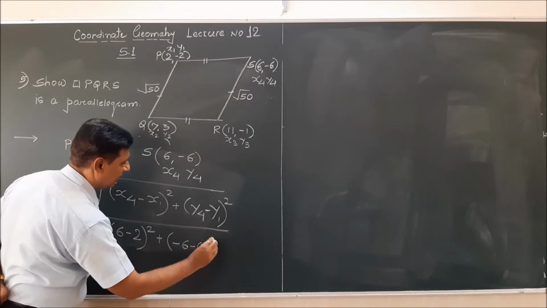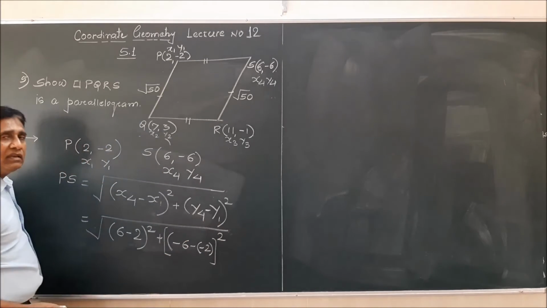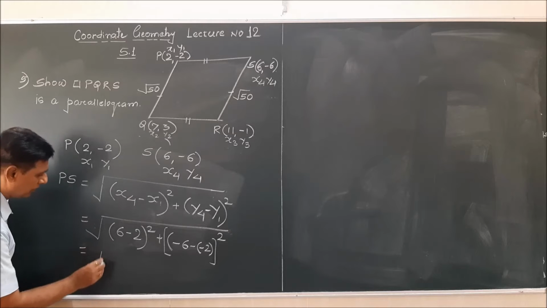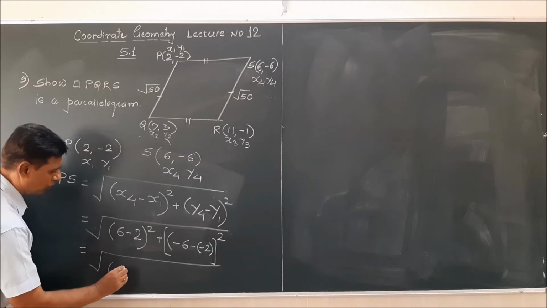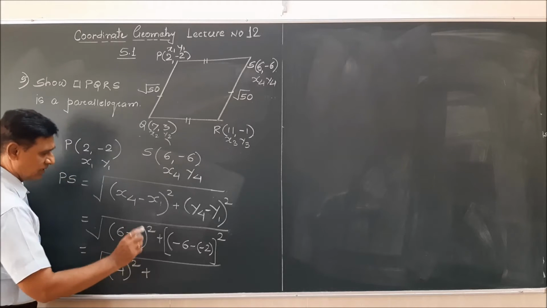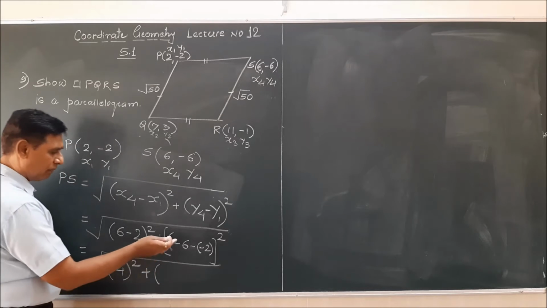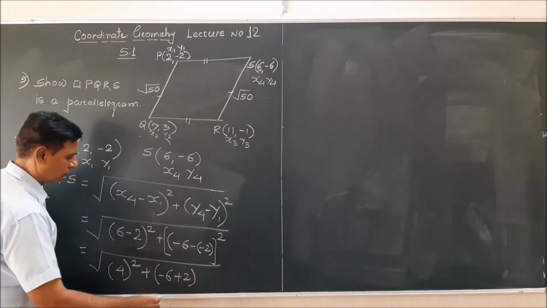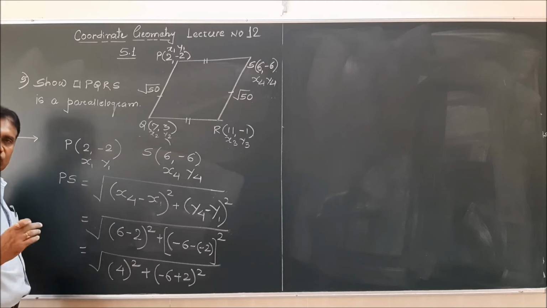Every now and then I am reminding you the same thing. Whenever you obtain any coordinate with a negative sign, you must introduce brackets there. So you will find over here root of 6 minus 2, that is 4, plus minus 6 plus 2. Try to understand this, students. Minus 6 plus 2 the whole square. Minus 6 plus 2 is minus 4.